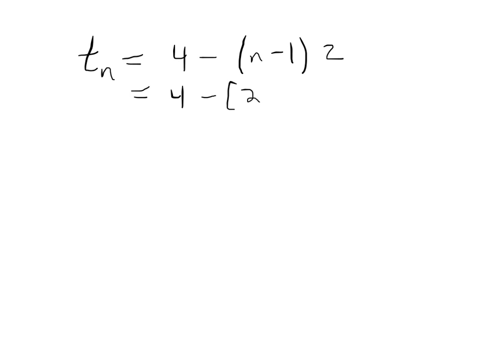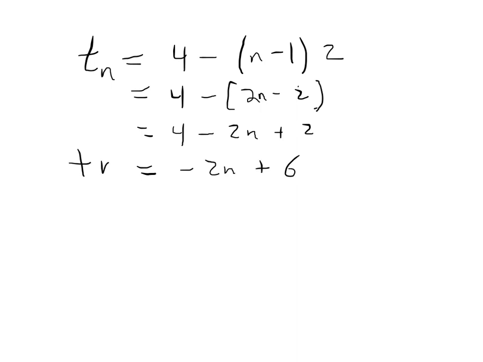And finally, something for you to think about. Suppose I give you an arithmetic sequence, something like Tn equals 4 minus (n minus 1) times 2. If I go ahead and expand that out, I would get 4 minus 2n plus 2, so I'd get negative 2n plus 6. And I'd like you to look at that for a minute. Tn equals negative 2n plus 6.